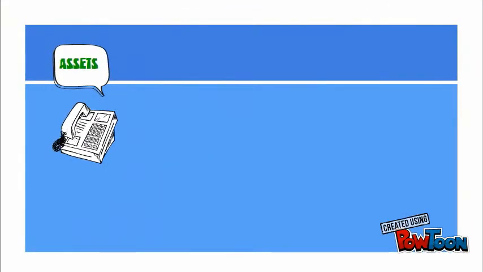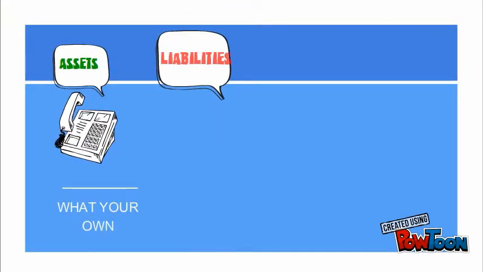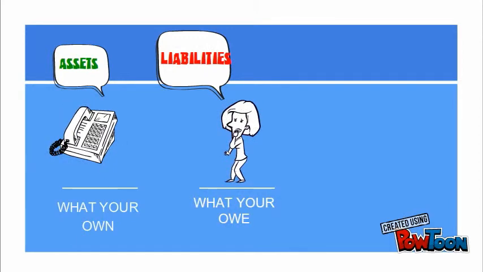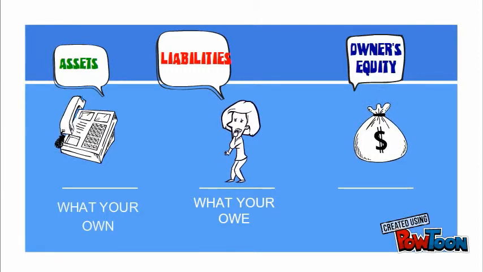Firstly, assets is what you own. Secondly, liabilities. Liabilities is what you owe. Lastly, owner's equity. Owner's equity is what is left over.